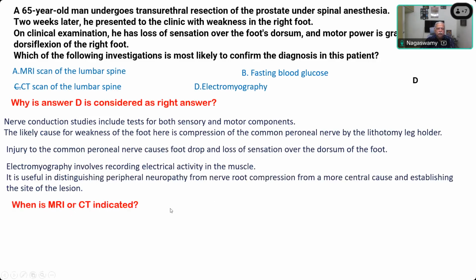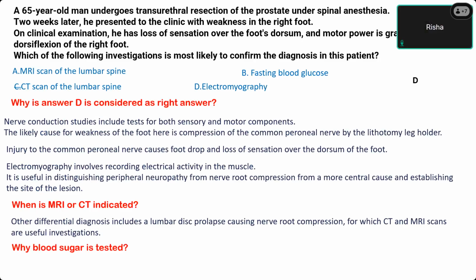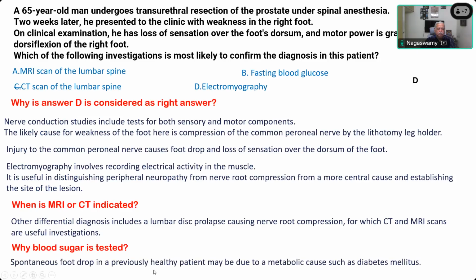When is MRI or CT indicated? When it is like a sciatica presentation, sir. When there is a suspicion other than lumbar disc prolapse causing nerve root compression, CT and MRI are useful. Why is blood sugar tested in this case? So to rule out peripheral neuropathy, sir. Spontaneous foot drop in a previously healthy patient may be due to a metabolic cause such as diabetes mellitus.